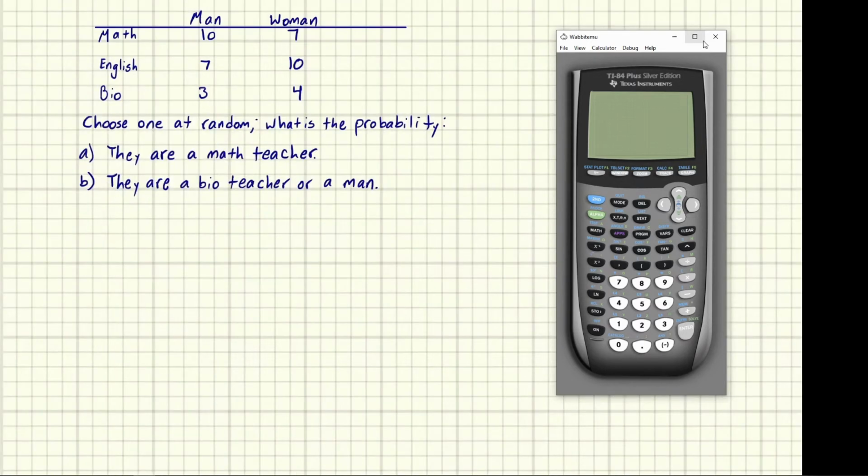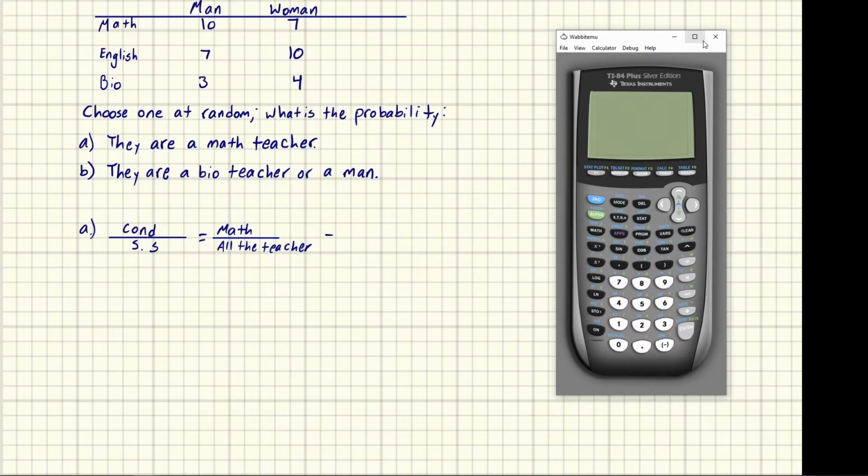Now, this is just like the other problems that we were doing in that all we need to do is fill in the probabilities. So, right, probabilities have a sample space on the bottom and a condition on the top. So our condition for part A is that they're a math teacher. So math teacher is top. And the bottom is the sample space. Well, this is all the teachers. This is everyone. People who are math teachers and people who are not math teachers.